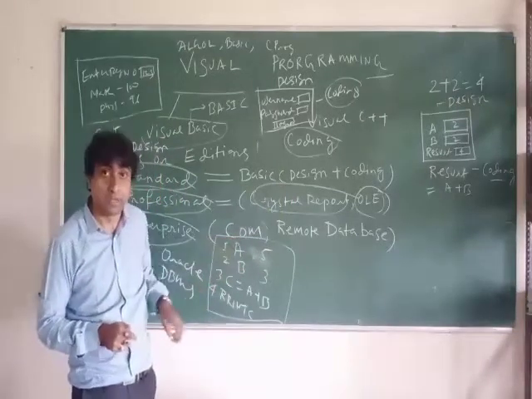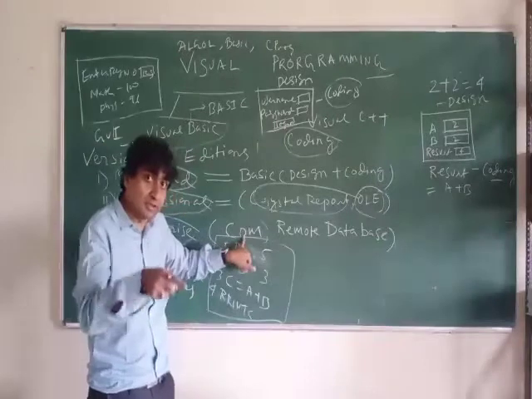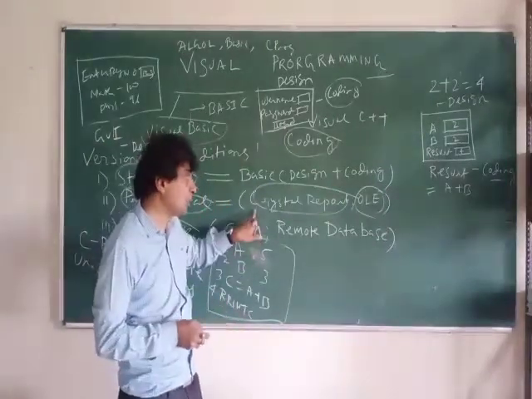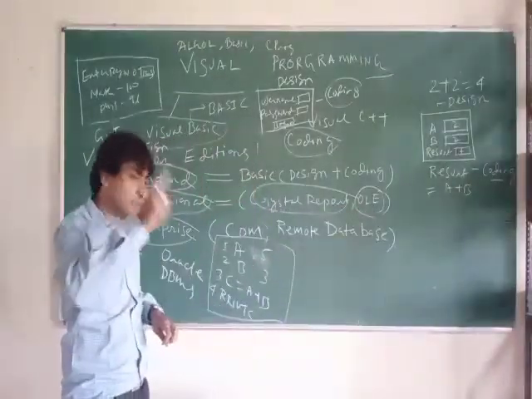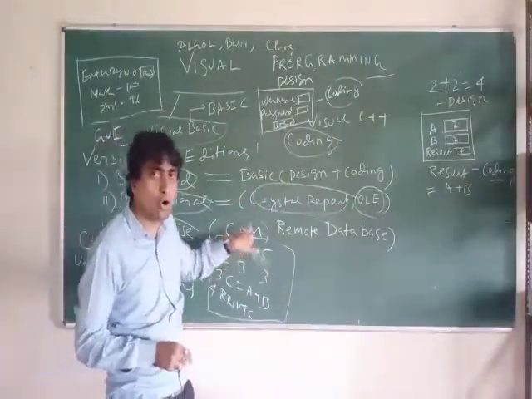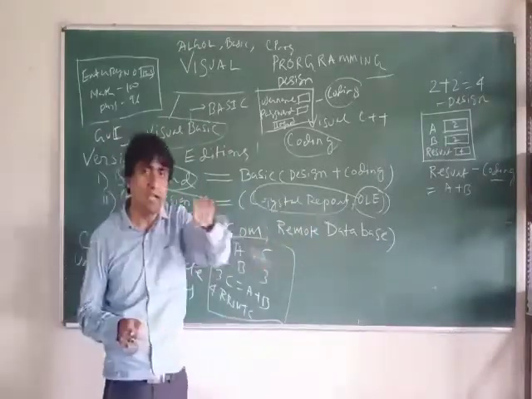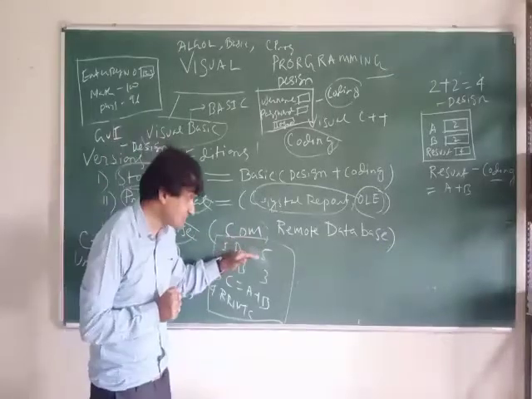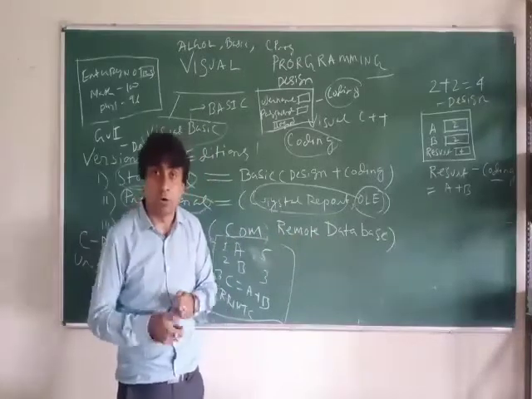Component object model means what? Standard has design and coding. Professional has Crystal Report and OLE also. Enterprise has COM and remote database, component object model and the remote database feature. So which is extra here? COM and remote database. So what is COM?